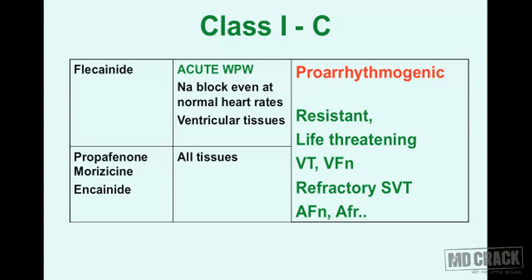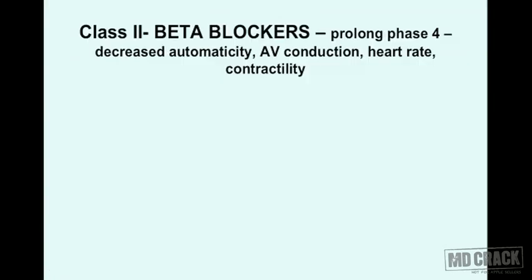So this group is not very commonly used because they are pro-arrhythmogenic, and they are used in selected cases for resistant and life-threatening, especially ventricular arrhythmias, and sometimes for refractory supraventricular arrhythmias. So that's class 1c. Now we go to the next group, that's class 2.